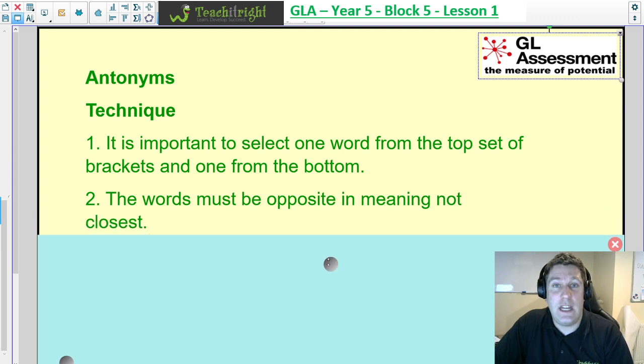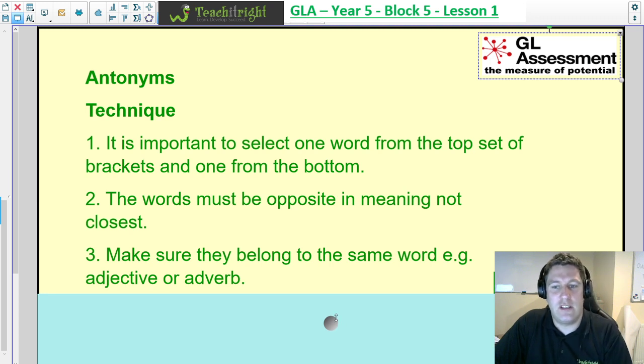The words must be opposite in meaning, not closest. And this certainly is a trick that a lot of exam writers will play. They'll actually put in closest in meaning when actually you're doing antonyms. So just remind yourself that you're always doing opposites. It might be worth underlining the word opposite in the rubric at the top, or even putting OPP next to each of the questions to remind you on what you're doing.